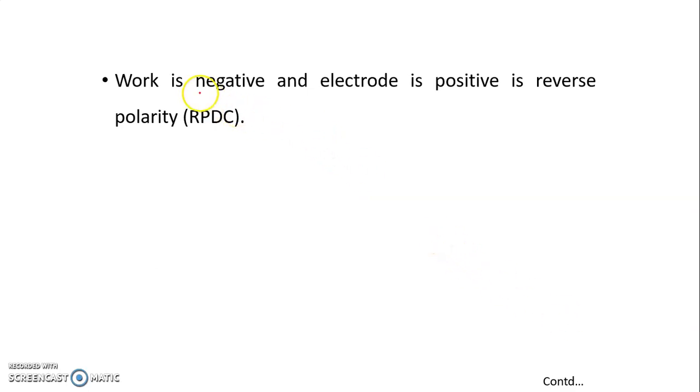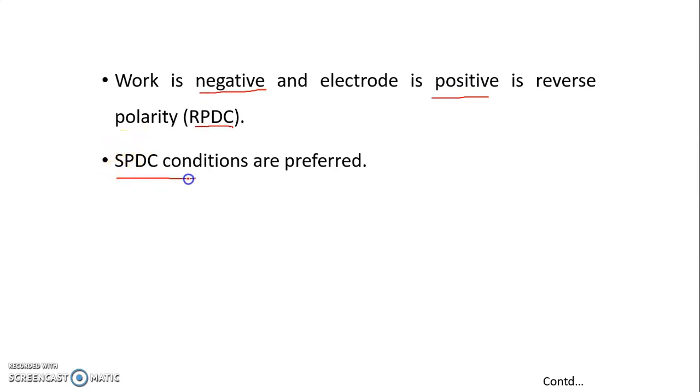When the work is negative and the electrode is positive, it is called reverse polarity, which is also called RPDC. The full form of RPDC is reverse polarity direct current. SPDC condition is preferred. Why? Because the generated heat is liberated at the anode, the SPDC condition is generally preferred.